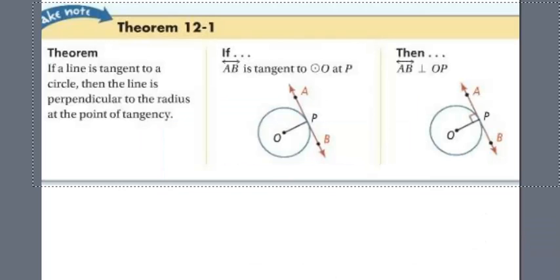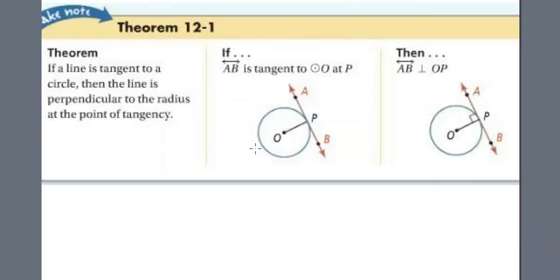So here it is in fancy form, theorem 12.1. If a line is tangent to a circle, then the line is perpendicular to the radius at the point of tangency. The point of tangency is right here at point P. And again, it forms this right angle.